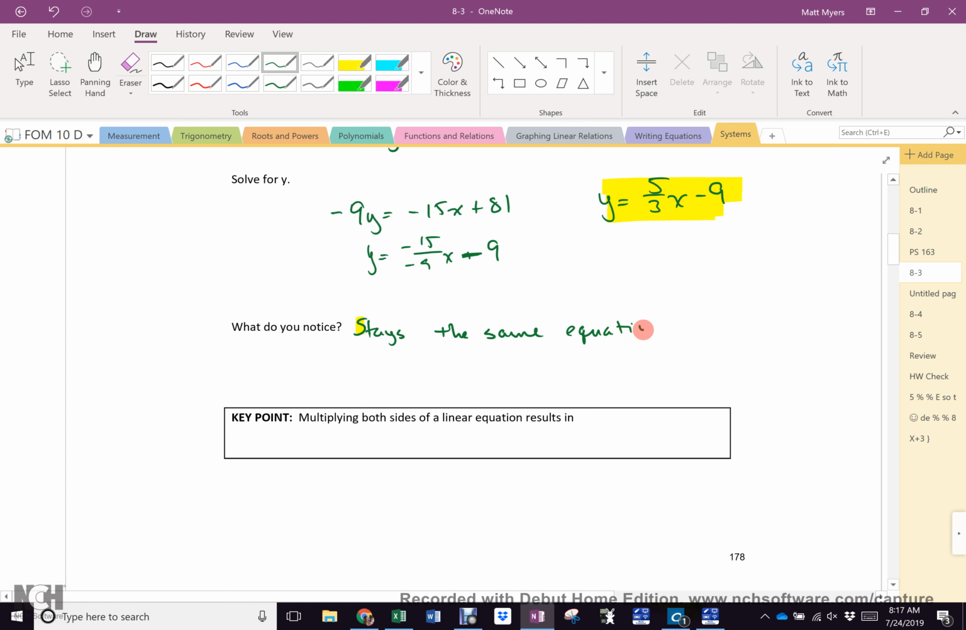Now, if it stays the same equation, then what will the line look like? It will be the same line. Madeline, you can take a break. You're getting your A. Don't worry. There's 28 others.